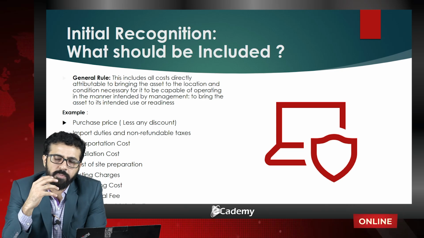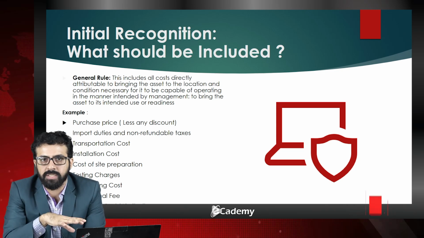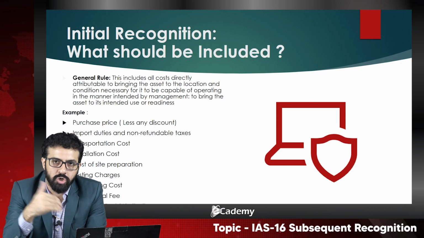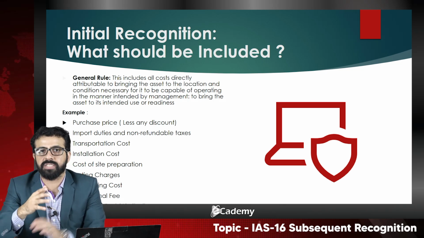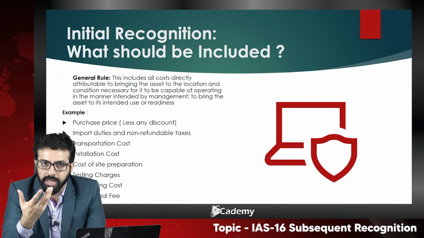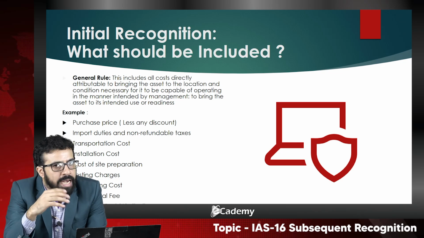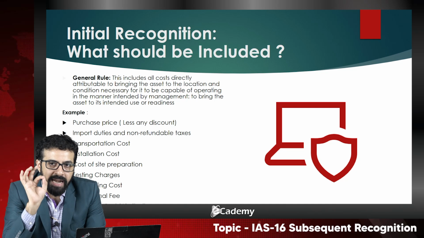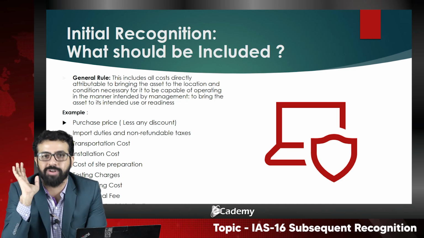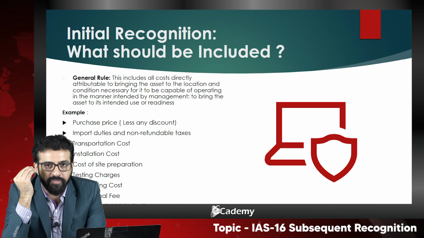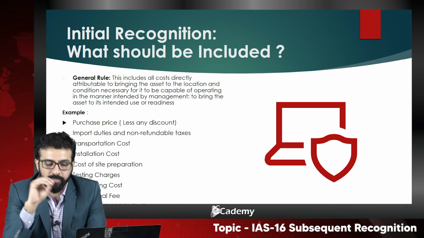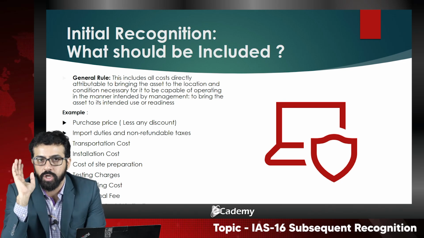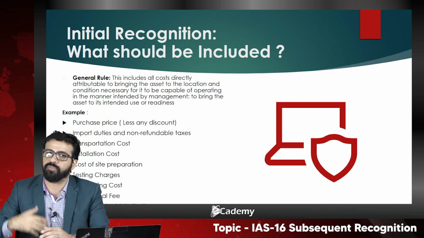Now, what would be the example? This is not the hardcore example. This is not the exhaustive list. This is the list just for your understanding. The examiner can give you any kind of cost. You need to make sure whether it falls under the category of directly attributable or not. You should have the fundamental definition of this particular inclusion of the cost.